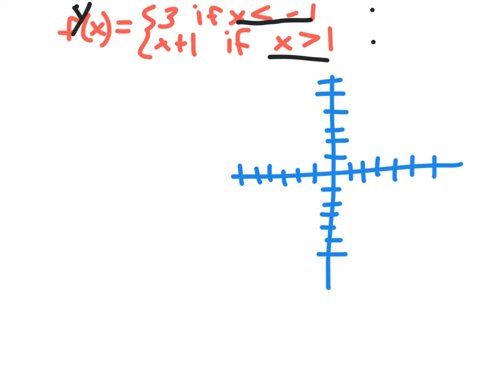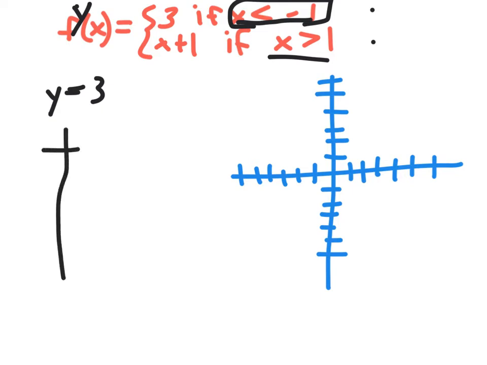So what I'm going to do is look at the top line, and I really have f of x is equal to 3, or y is equal to 3. And we want to look at if x is less than negative 1. We're only using this if the x values are less than negative 1. So we're going to make a table here. And we want to look at x less than negative 1.